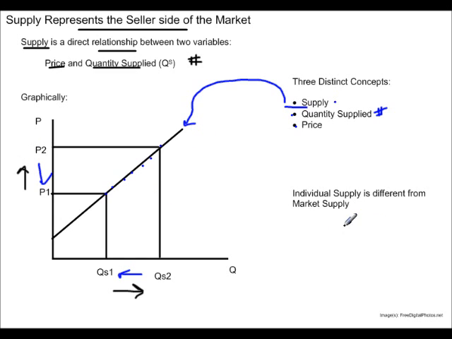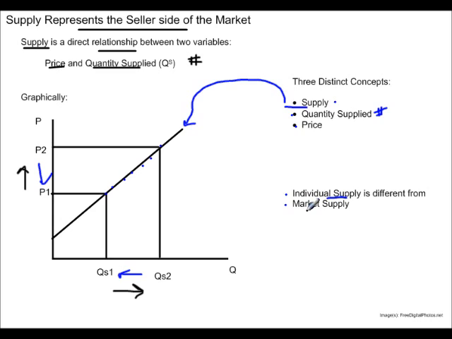Similar to the demand story, we can think about supply in two ways. We can think about individual supply, and we can think about market supply. With individual supply, it's best to think about an individual business. Their individual supply tells us for a given price how many units they want to sell to the market.